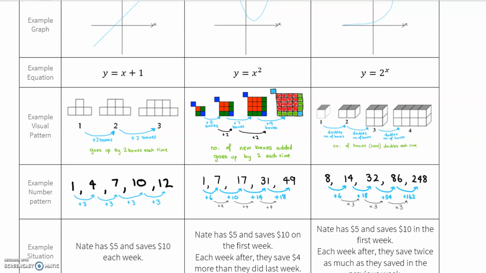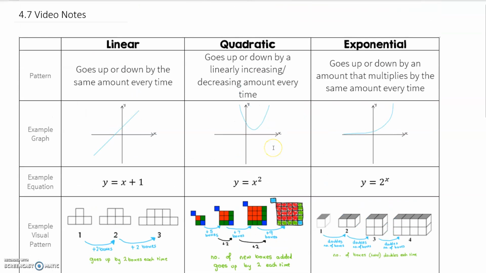Or it might go down a lot quicker than the linear does. Equation-wise, quadratics look a lot like this. So this is the simplest one you could possibly do. But the thing you've got to look out for in a quadratic is this squared. So if you see a variable squared, and that's the highest power you see, it's going to be a quadratic.